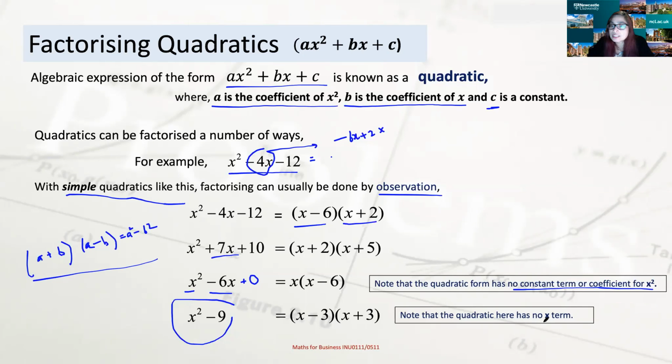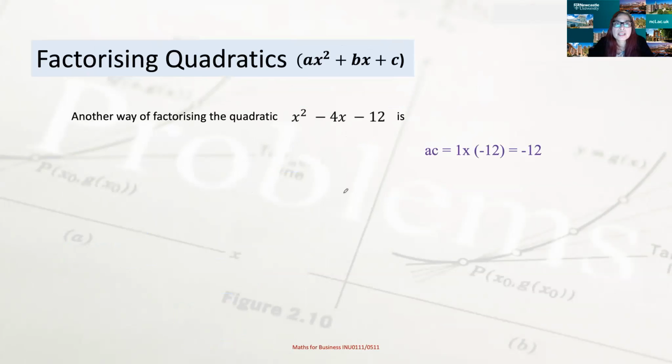Note that this quadratic has no x term. Here the x term is missing. So it's something like x squared plus 0 times x minus 9. That's what it is, because b is 0.